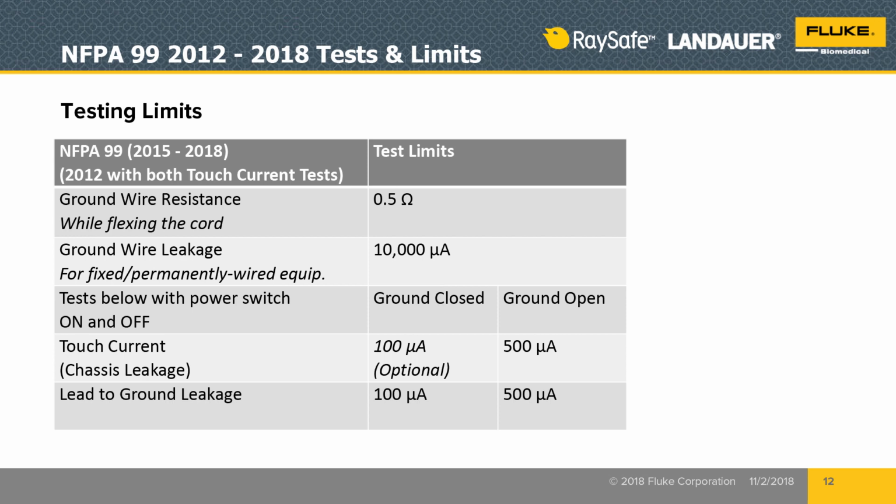So I just wanted to try and break down here so you don't have to go through the whole standard. This list actually was quite a bit longer before for the older versions of NFPA 99. So now in 2012, it's five lines total that we're looking at, depending on how you break down the table here. But you're looking at your ground wire, your ground wire leakage that's permissible for your fixed equipment, and then checking your touch current and your lead to ground leakage for your patient connected parts.